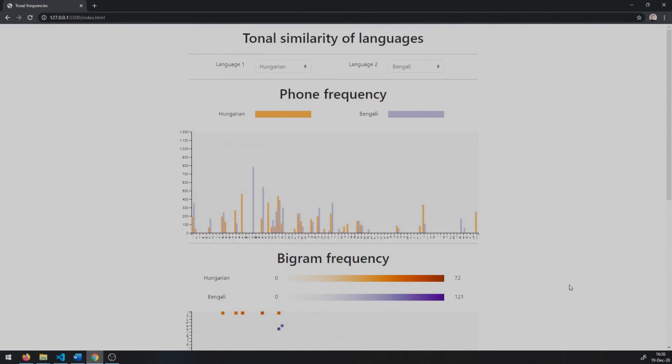So these results basically indicate that closely related languages indeed sound more similar than languages spaced far apart.